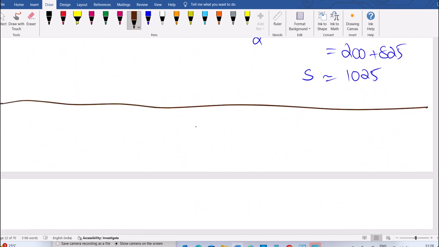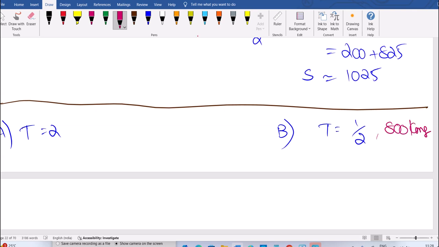What is that, sir? We have only two options left over. One is that the original time duration is 2 hours. The other is that the original time duration is half an hour. Right. I'm trying option B. If the original time duration is half an hour and the distance traveled is 800 kilometers, then the speed is 1600 kilometers per hour.